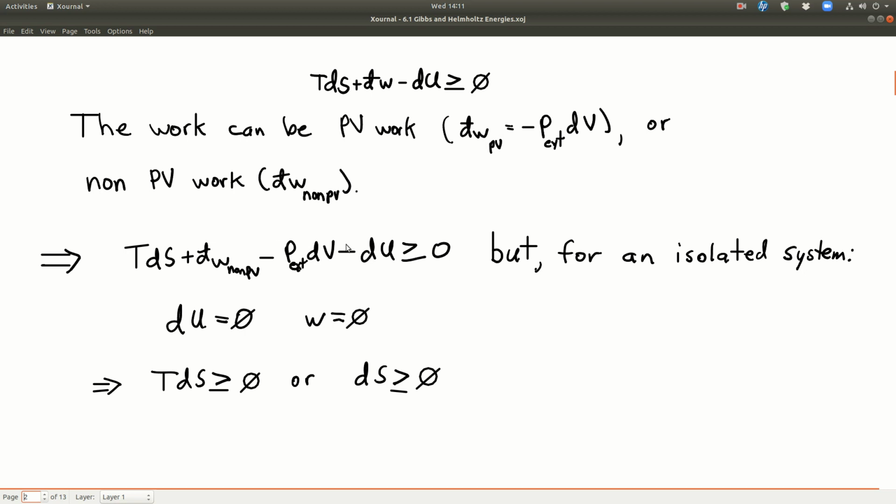But if we're talking about an isolated system, and we will for now, we know that dU is 0, right? The internal energy can't change if there's no way for energy to get into or out of the system. And also work cannot be done on or by the system. That means all this stuff is gone, and we get the inequality that TdS is greater than or equal to 0. But temperature can't be 0 Kelvin, right? That means that dS, the change in entropy, has to be greater than or equal to 0.